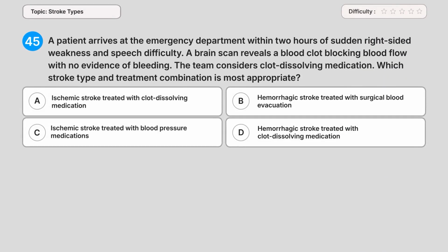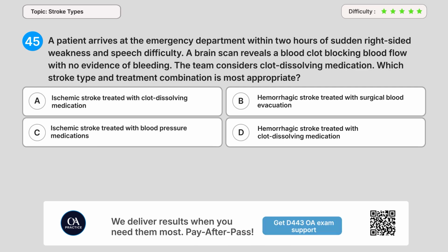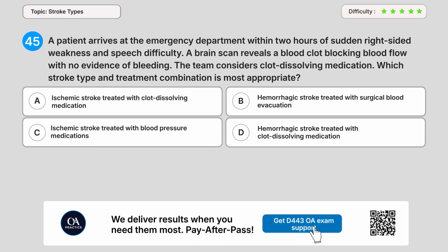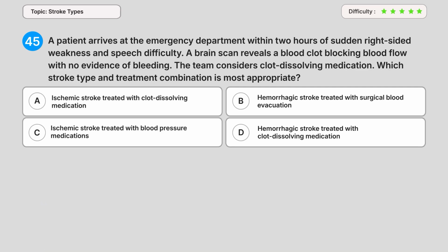45. A patient arrives at the emergency department within 2 hours of sudden right-sided weakness and speech difficulty. A brain scan reveals a blood clot, blocking blood flow with no evidence of bleeding. The team considers clot-dissolving medication. Which stroke type and treatment combination is most appropriate?